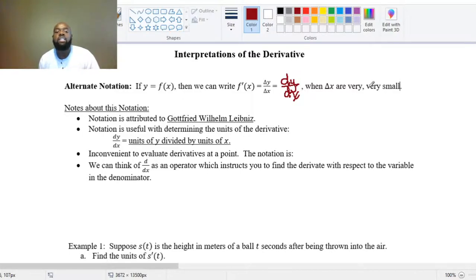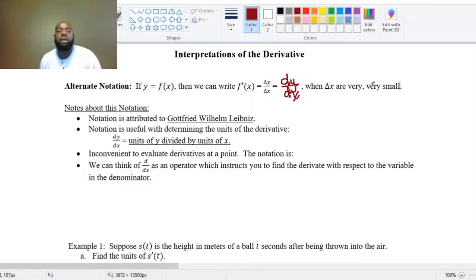This notation is attributed to Leibniz. Some people call this Leibniz notation, and it's useful for determining the units of your derivative. If you write your derivative as dy over dx instead of f prime of x, you can see that in the numerator you have a y, and in the denominator you have an x. And so your derivative is always going to be the units of your numerator, which is y, divided by the units of your denominator, which is x.